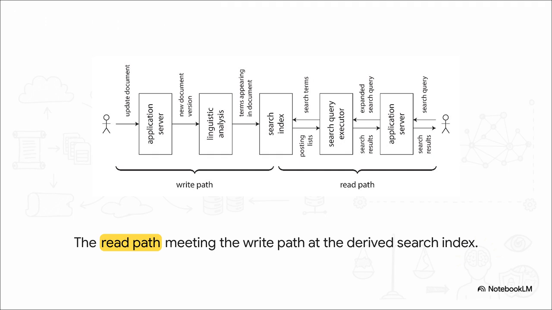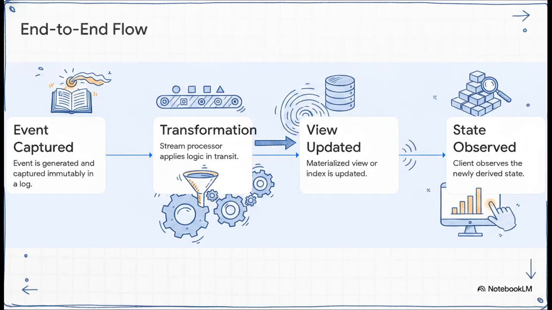This shows us exactly where the complex asynchronous write path meets the blazing fast user-facing read path. The derived dataset, in this case our highly optimized search index, is the meeting point. It represents a very calculated architectural trade-off. We are intentionally doing the heavy computational lifting proactively at write time, precisely so we can guarantee those lightning-fast microsecond lookups at read time.